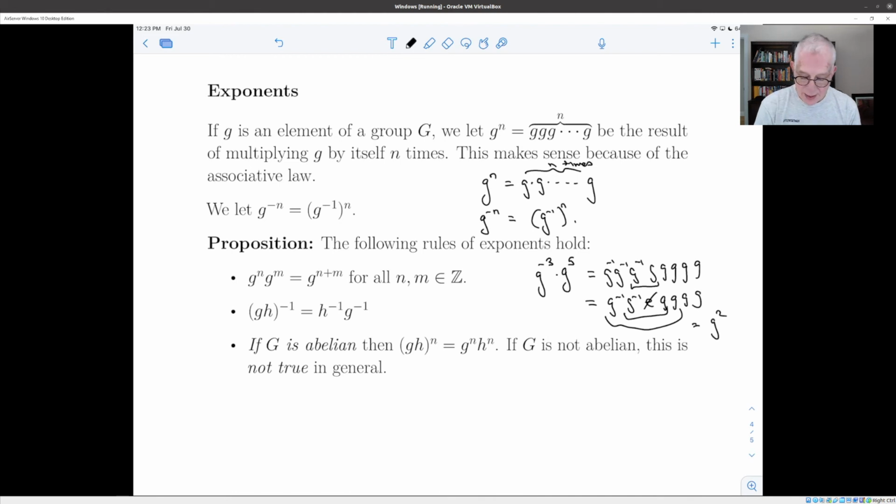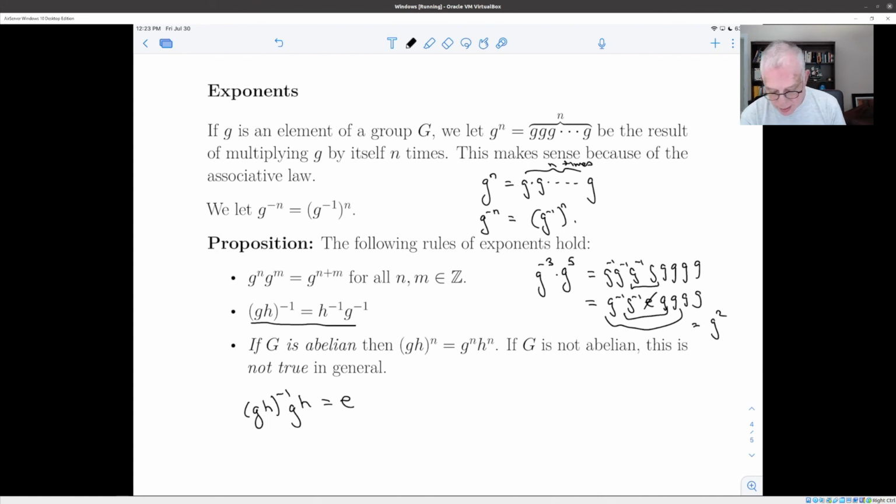Now, one thing to bear in mind is that if you take the inverse of a product, it reverses the order. For this one, let's just check. The inverse of GH is the element of the group which, when you multiply it times GH, has to give the identity element.